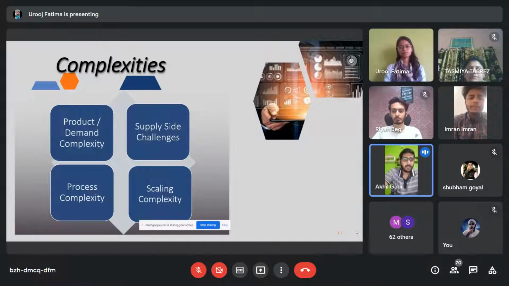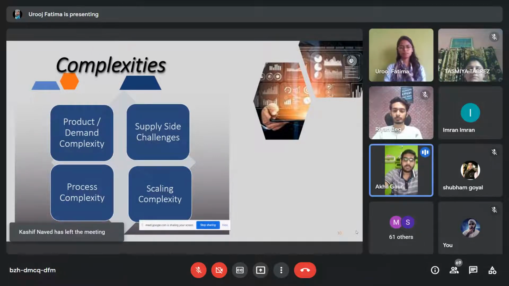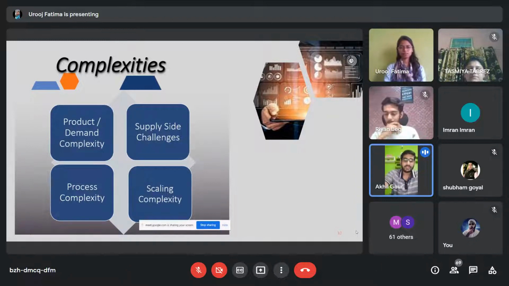Thank you, Imran. Now we'll see the complexities in retail. There are four types of complexities. The first one is product or demand related complexities. It relates to the high number of products and its relational complexity arising out of demand. It is hence related to the volume, which was discussed by my friend Divyang. To manage these complexities, the outlets are constantly optimizing their resources to improve their efficiency.